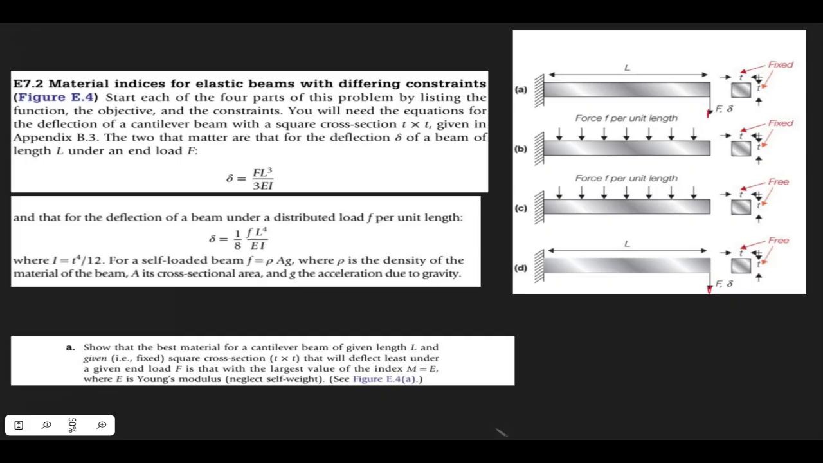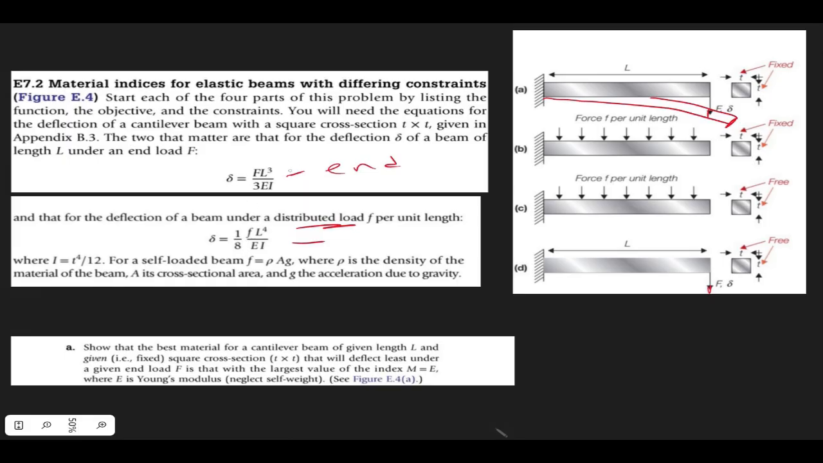If you read the question, you can see the formula for deflection delta: this one is for end load deflection, and this one is for distributed load deflection over here. What is deflection? Deflection is the bending of this beam from this position to a point somewhere here. So that's deflection.